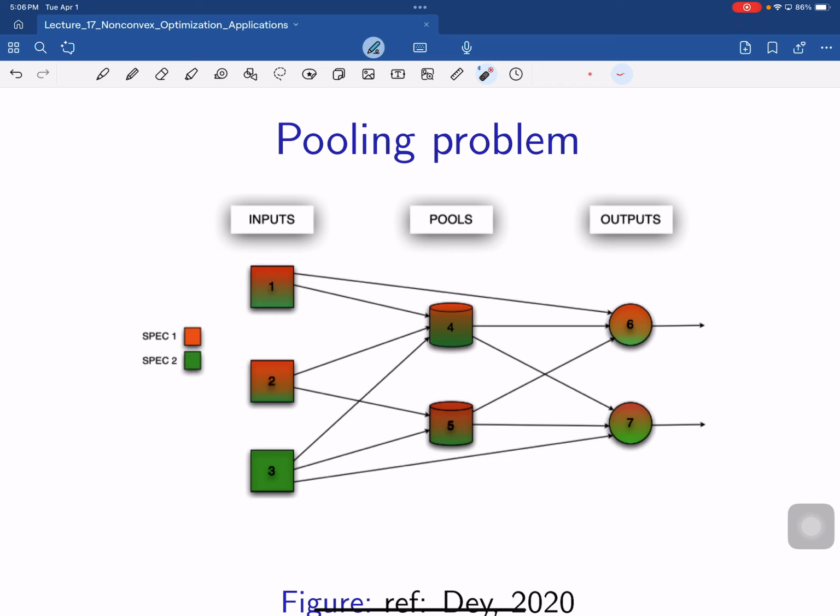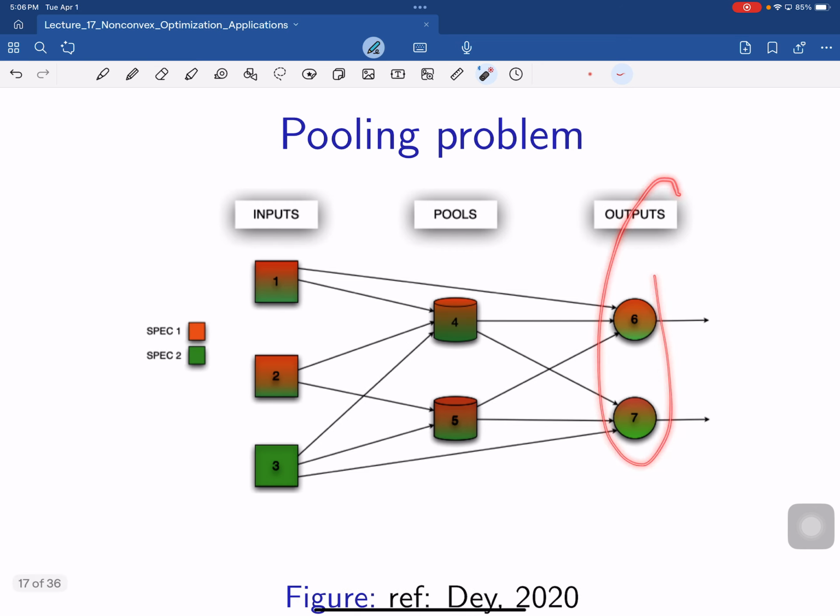So instead of talking about hydrocarbons, let's talk about colors, right? Red and green. So let's assume in your inputs, you have 3 different inputs. They have different concentrations of red and green, right? They are only 2 different compositions. Let's just call them red and green, right? And then you need to make some products, right? In the node 6 and 7, where you have some specifications on the concentration of red and green, right?